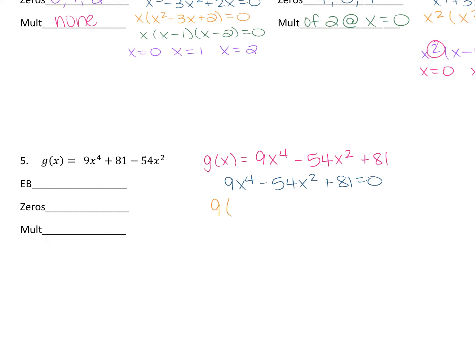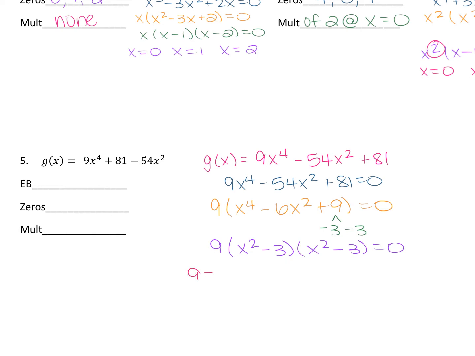So that's going to give us 9 times x to the 4th power minus 6x squared plus 9 is equal to 0. From here, we can factor this. That 9 has factors of negative 3 and negative 3 that add up to be negative 6. So this factors to give us 9 times x squared minus 3 times x squared minus 3 is equal to 0. We're going to set the 9 equal to 0, the x squared minus 3 equal to 0, and the x squared minus 3 equal to 0, and solve them.